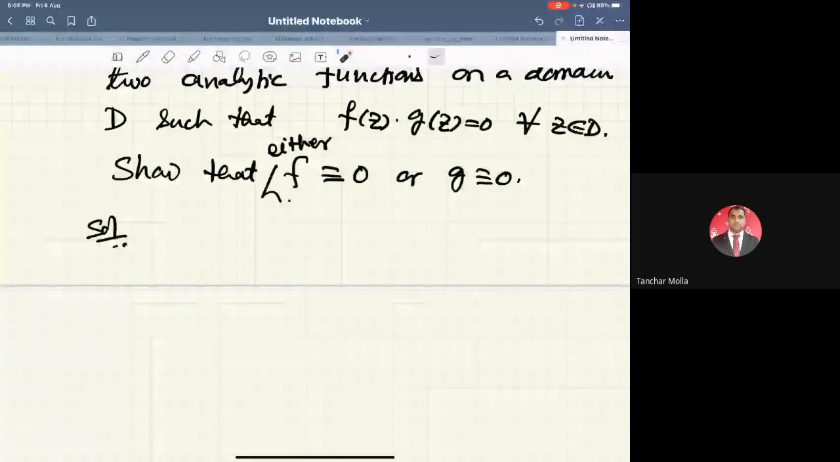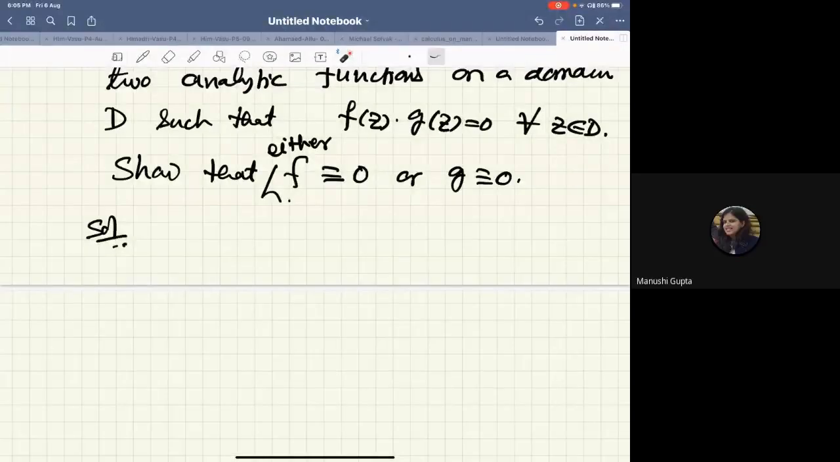So if we want to prove either f or g to be non-zero, can we proceed with contradiction? Yeah. Either taking f is identically zero, or taking one saying g is non-zero. We have to show g is zero. Very good. So we want to prove that either f is identically 0 or g is identically 0.